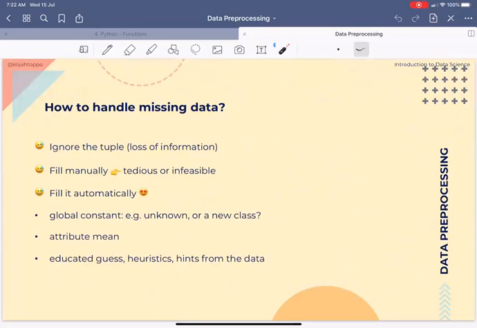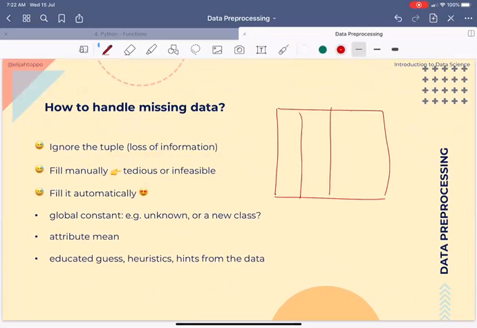So how to handle missing data? One option could be we simply ignore that tuple. Let's say we have a database like this, and we have feature 1, feature 2, feature 3, and this is our final class, the class that we are trying to predict. And for each of these features you have multiple rows.